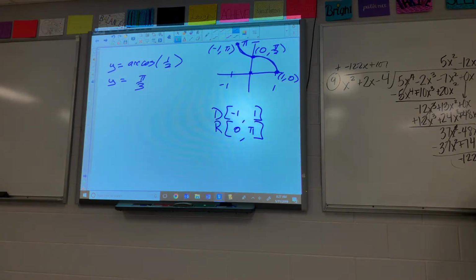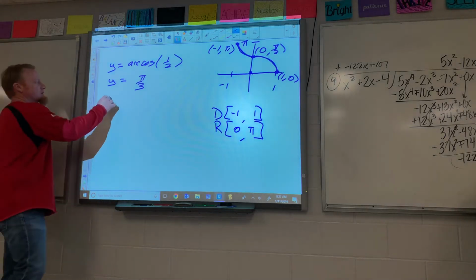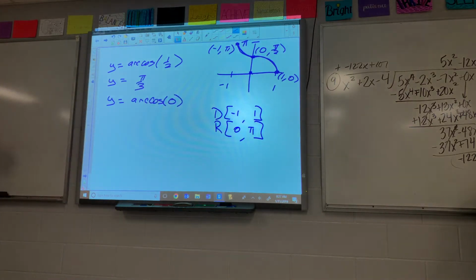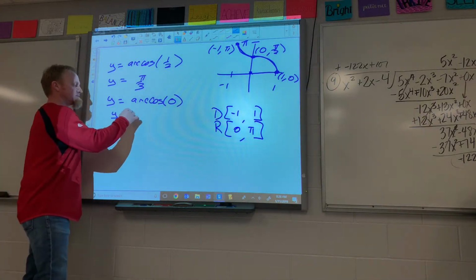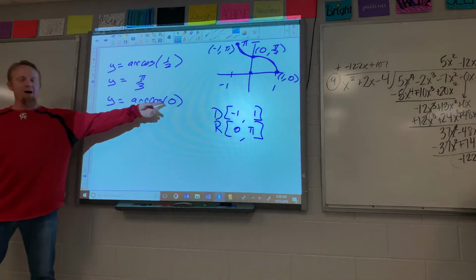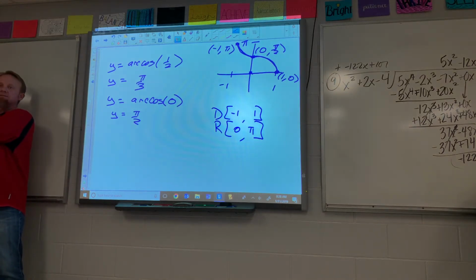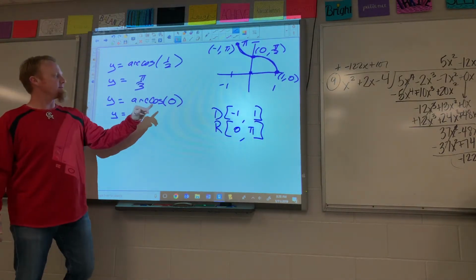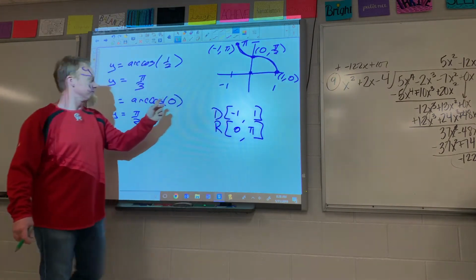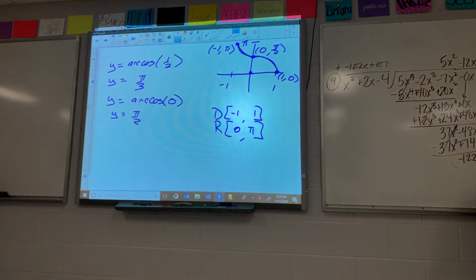Good with that? Okay. So what if I have y equals arc cosine of 0? Arc cosine of 0. What is it? It is not 0. It's pi over 2. Okay, how'd you get pi over 2? The graph. Okay. So for 0, I go to find a match. Can I find a match on my 3 points? No. So that means I need to go to the graph and find a 0. My 0 is right here. It matches up with pi over 2. Pi over 2 is my answer. Okay.